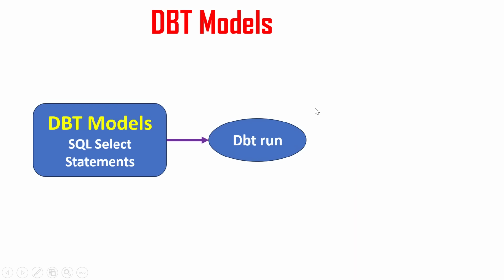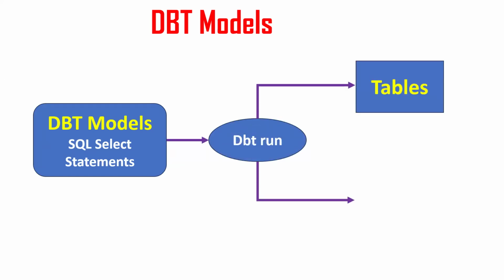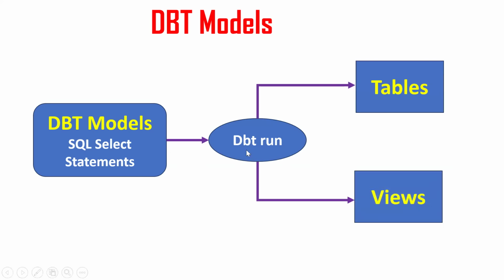One more time. I created data models with the help of SQL select statements. Now if I run dbt run, what happens? These models internally convert into tables, which can be permanent or transient tables, or normal or secure views, inside the data warehouse. It can be Snowflake, BigQuery, or anything. As of now we're discussing Snowflake. The select statements are internally converted into tables and views in our Snowflake data warehouse.